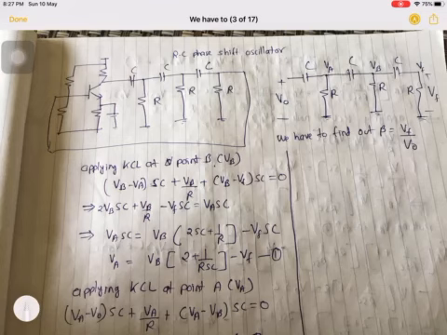Now what will I do? I will apply another KCL at point A, that is VA. So that will be (VA minus V0) into SC plus VA by R plus (VA minus VB) into SC. Remember, I am taking all the outward currents. VA minus V0 means current in this direction, then in this direction, and then in this direction. So now going on to the next page.